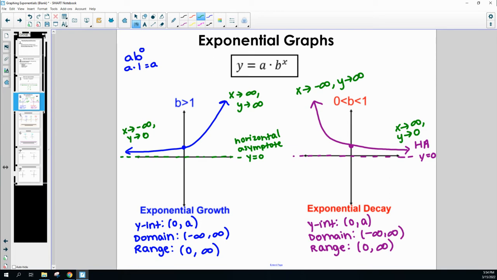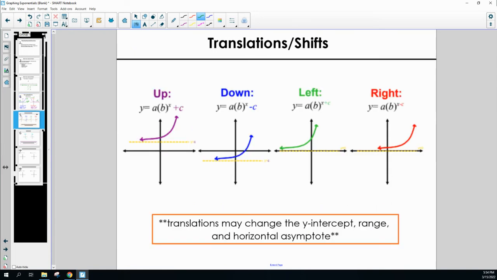So you can see that a lot of these are very similar. So these are the basic graphs of exponentials. Now, if we take these graphs and we perform transformations that we've done before in other units, we will get the same shape but kind of in different locations. So there's really only two types of transformations we're going to focus on. And the first one we're going to look at are translations or shifts.